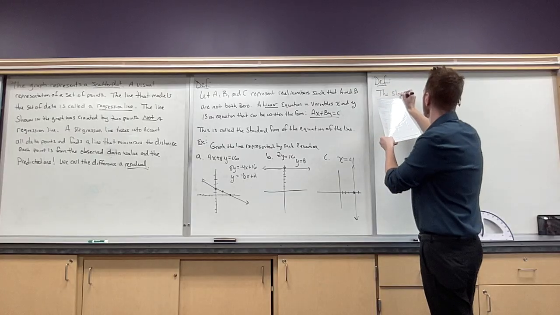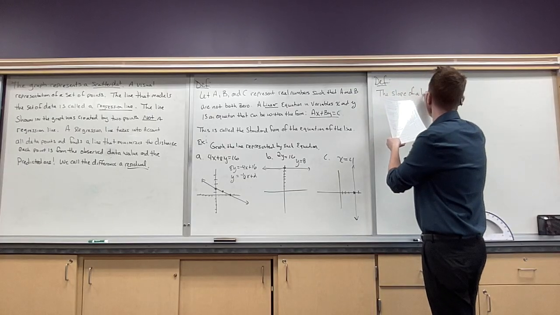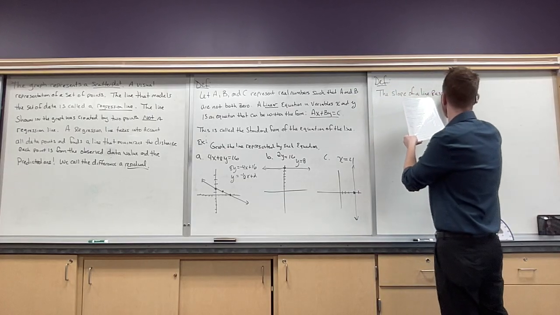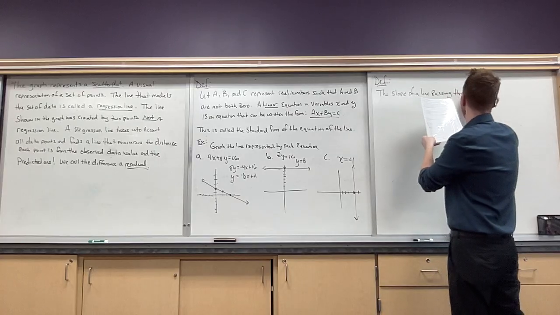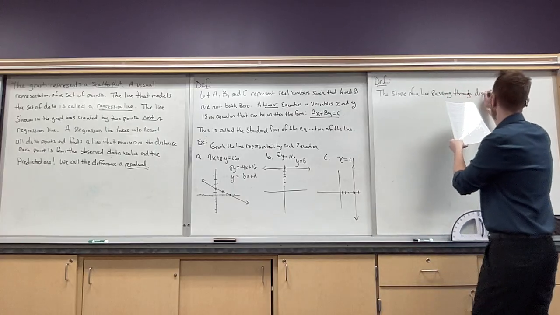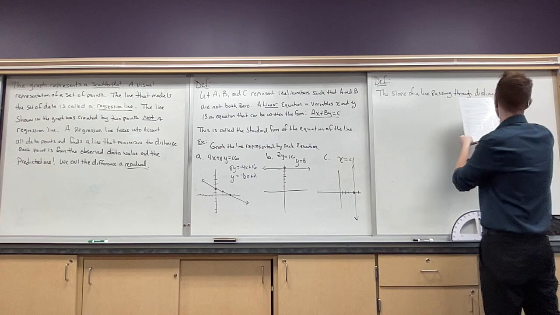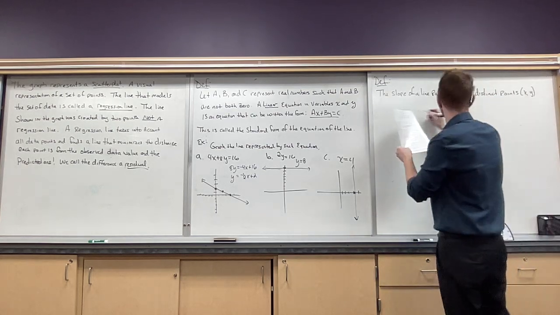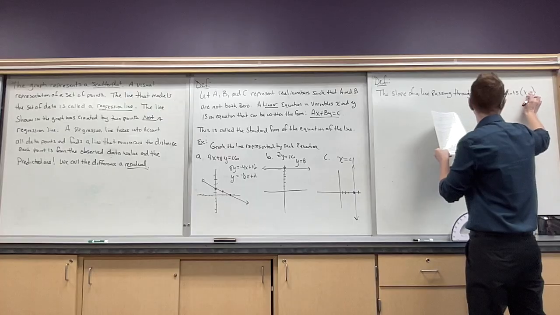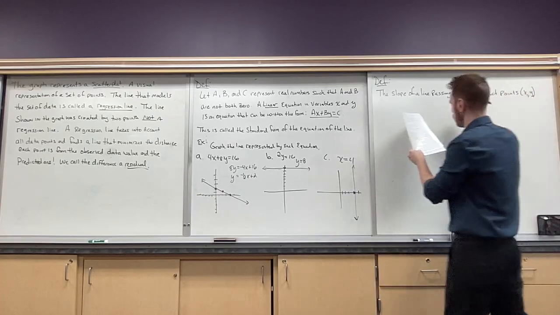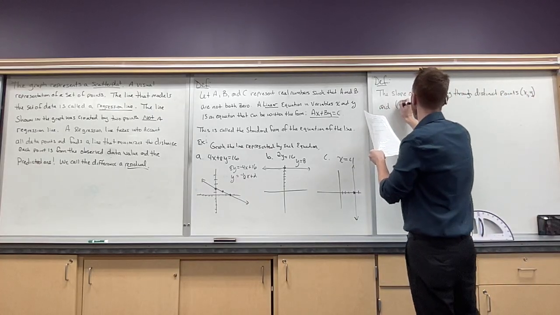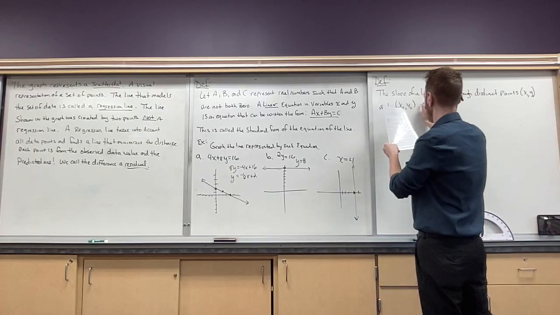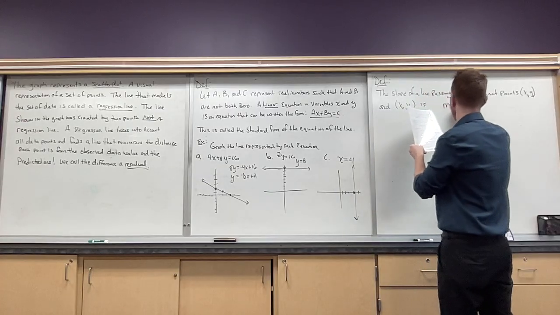So the slope of a line passing through distinct points x1, y1, and we'll put 1s there, just indicates point 1, and x2, y2 is the following.